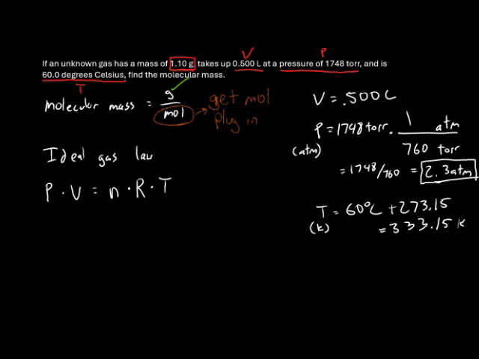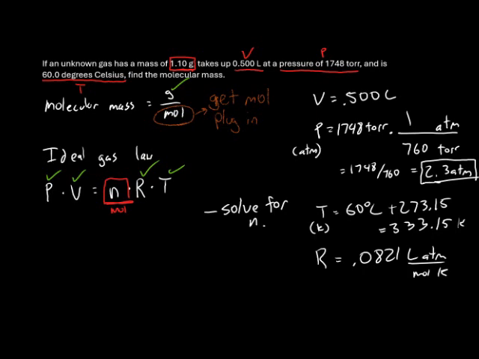Therefore, so far, we have volume, pressure, and temperature. The R value for the ideal gas law for the purposes of Chem 151 will always be 0.0821 liter atmospheres per mole Kelvin. So we also know R. The only thing we don't know is moles, the n. We'll have to solve for n using some algebra.